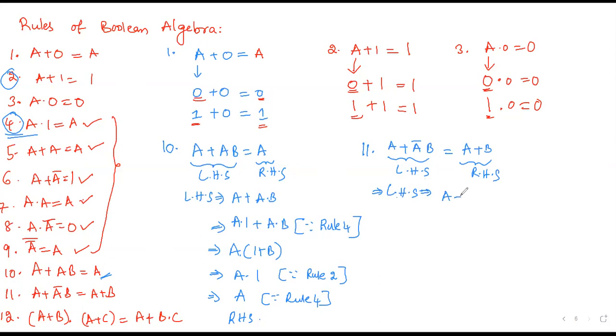I'm taking A plus A bar B and I want to get A plus B. I am going to use the rules 1 to 10 only. Give it a try for 2 minutes and let me know if you have any steps, what to do next. Everyone try to solve one.